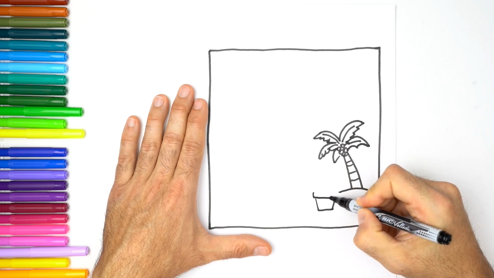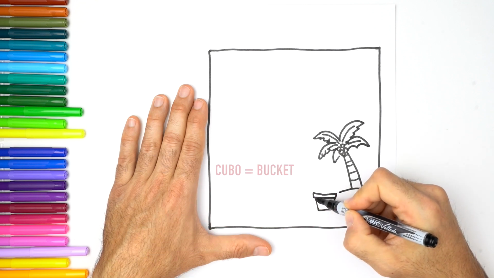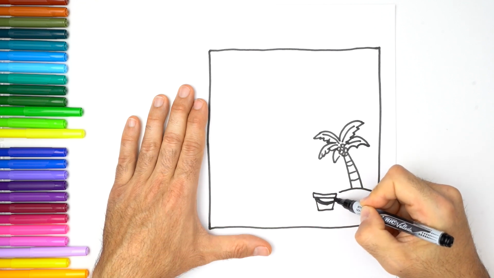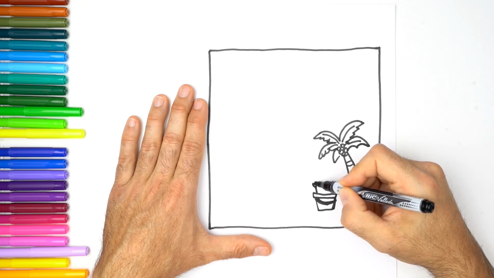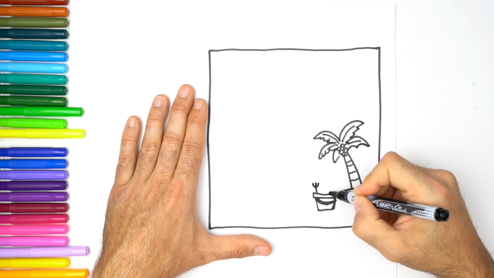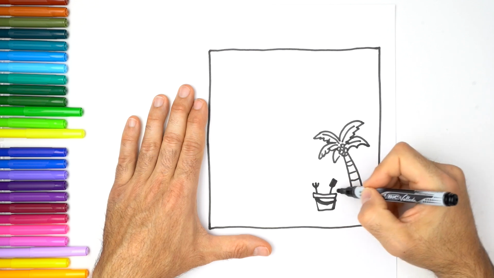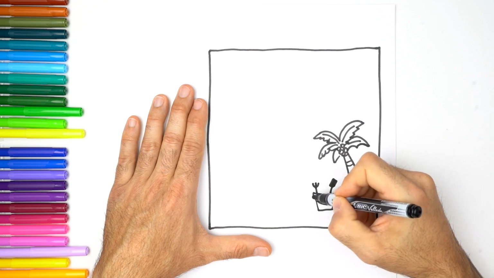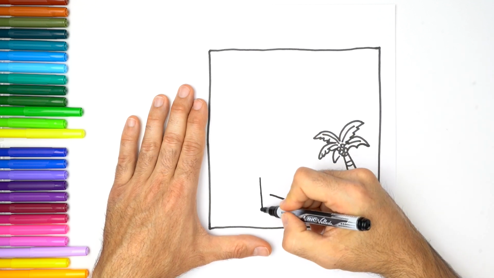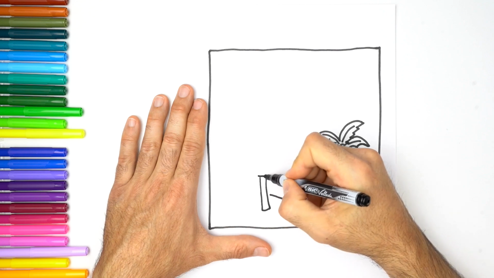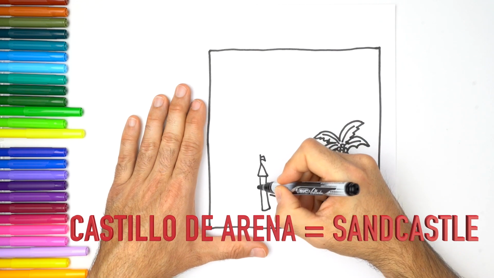Now let's draw a beach cube. Cube in Spanish is CUBO. Now we are going to draw a nice sandcastle that in Spanish is said Castillo de Arena.